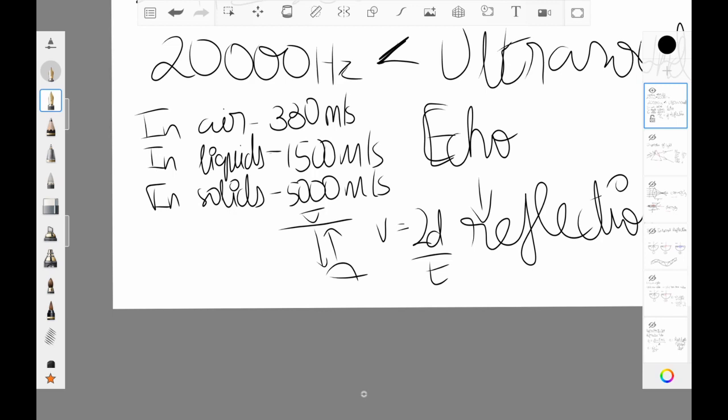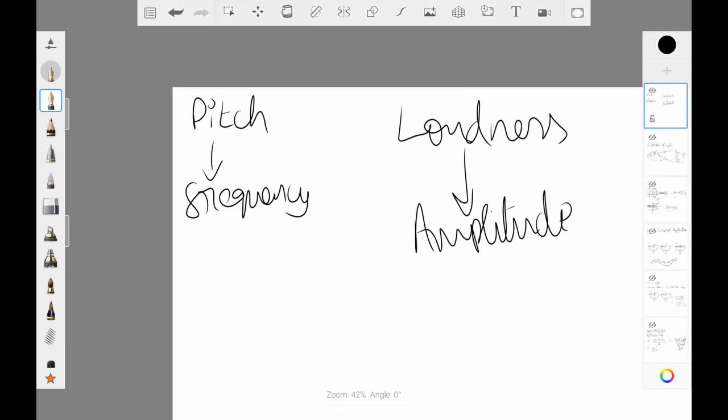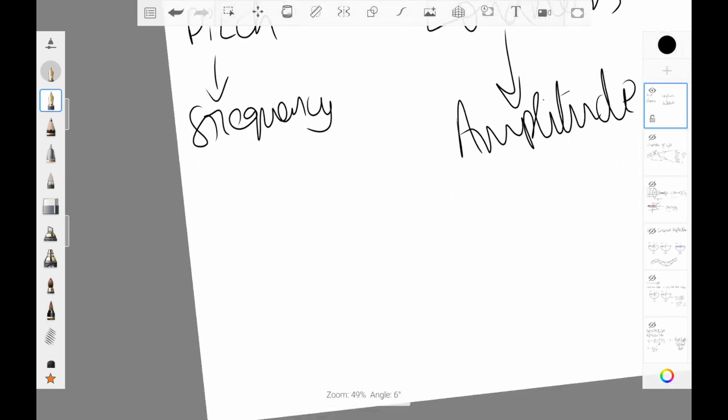Right. Now we come on to the actual properties of sound waves: pitch, loudness, and quality. Let's look at pitch and loudness first. Pitch is the quality of sound dependent on its frequency. A sound with a high frequency and a low wavelength has a high pitch, and vice versa. Loudness has to do with amplitude, where the greater the amplitude of a sound wave, the louder it is, and vice versa.